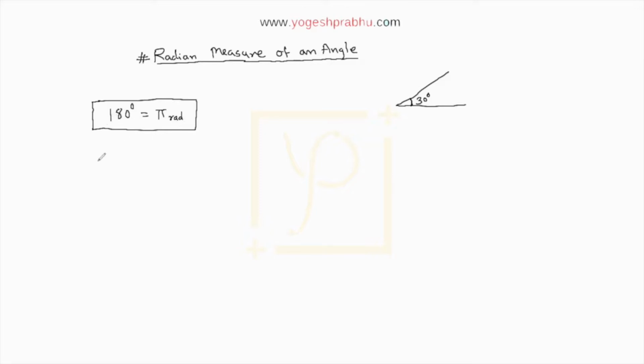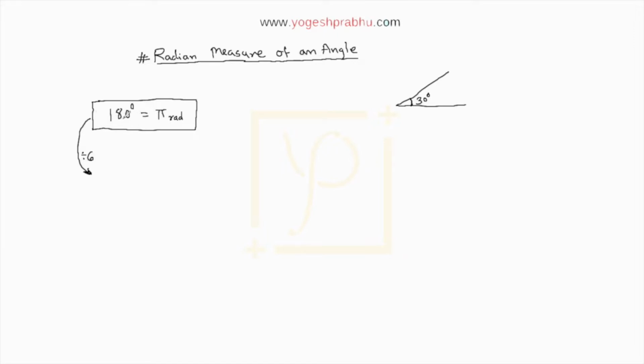First of all, if I want to find, say, 30 degrees, what I will do is take this relation here, which is 180 degrees is equal to pi radians. That's the standard conversion, and you have to remember this. Now what if I divide this over here by 6? I'll divide both sides by 6. Of course, I have to do that operation on both sides.